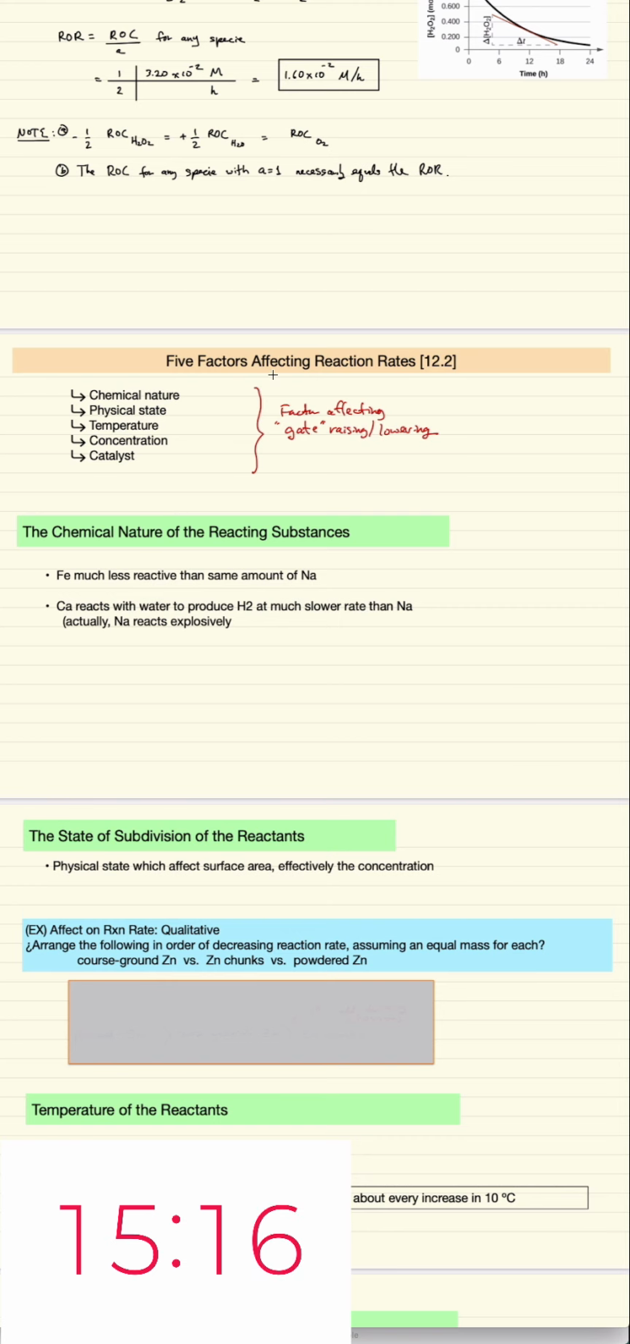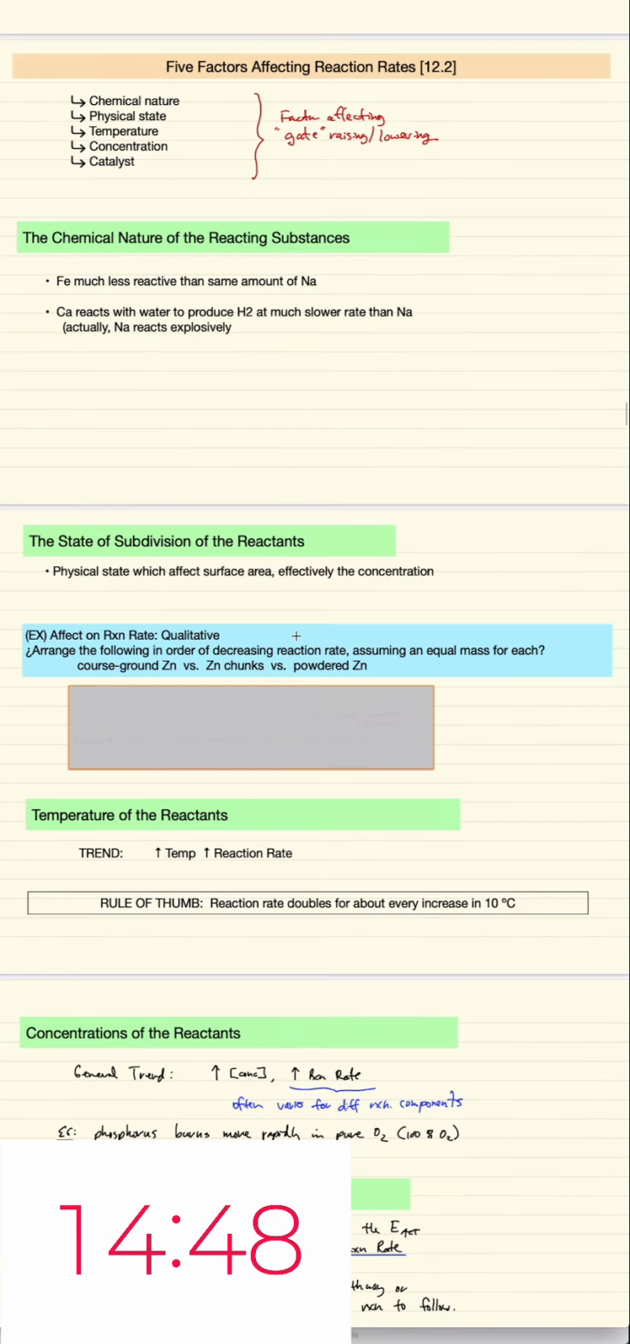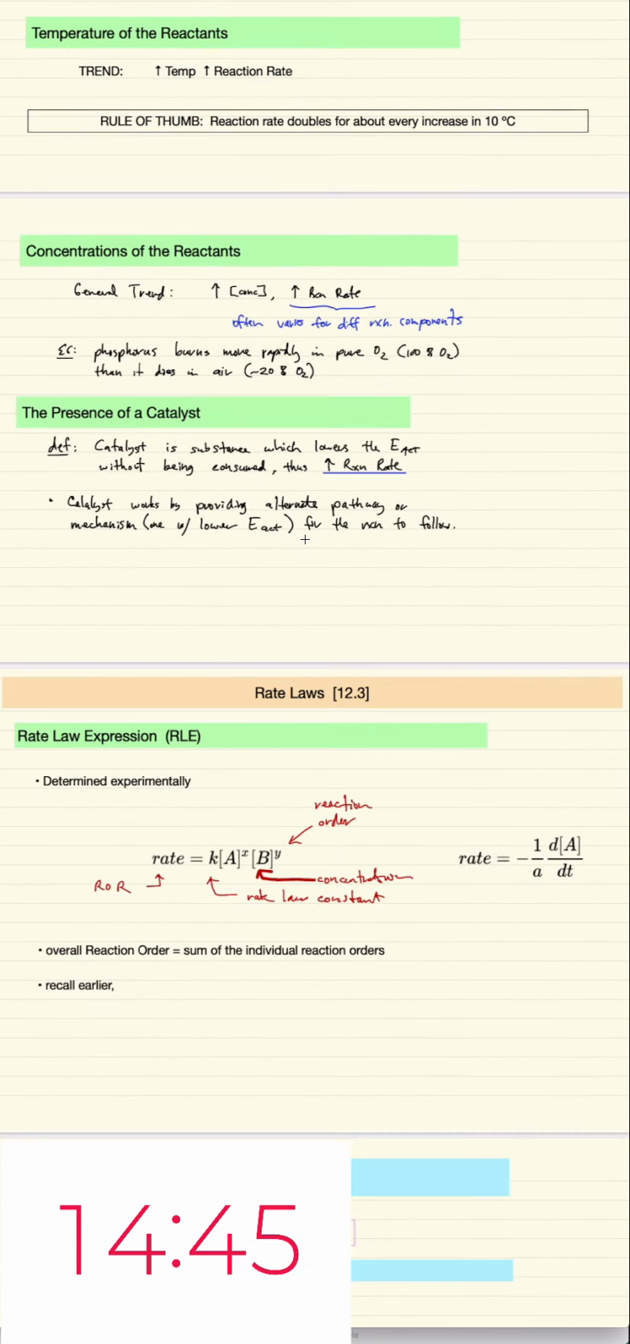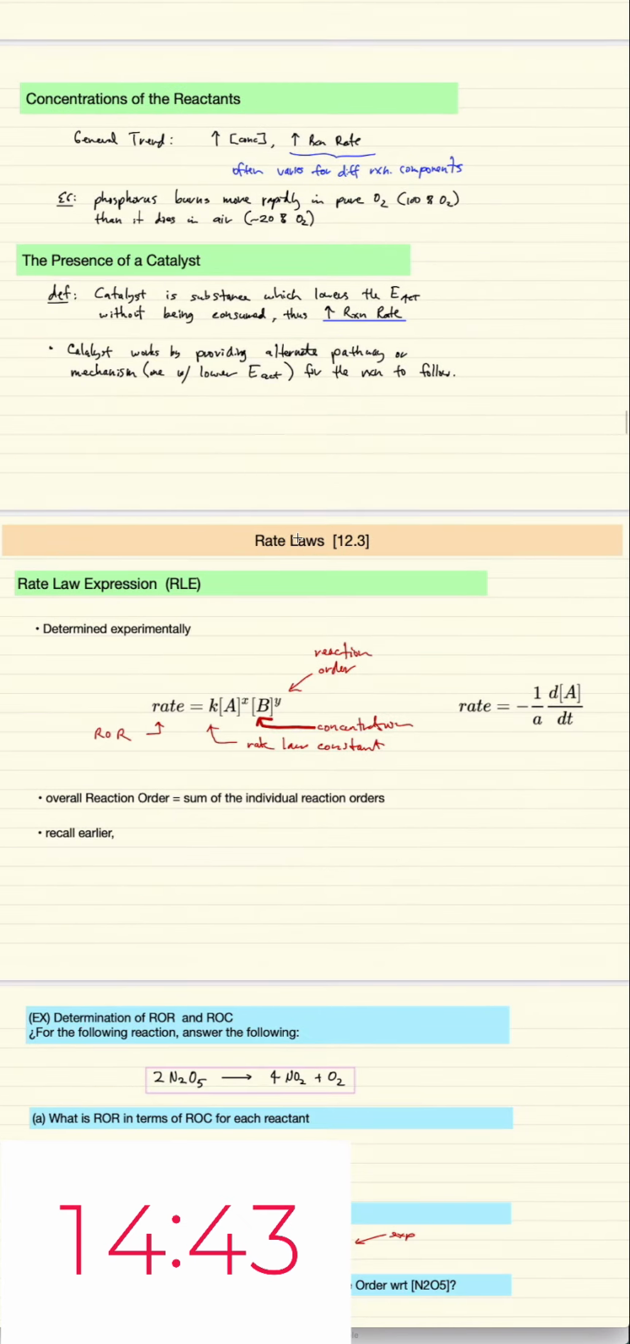Right. 5 factors affecting reaction rates. Those are pretty straightforward and kind of common sense. But basically, the chemical nature, some things are more reactive than others, and the physical state. Temperature: the higher the temperature, the faster it's going to react. The concentration: the more concentrated it is, the faster it's going to react. Catalyst: if you have a catalyst that's effective, then it makes the reaction rate go faster. Okay, so you can read through that. With that as an overview, you should be able to understand the concept.